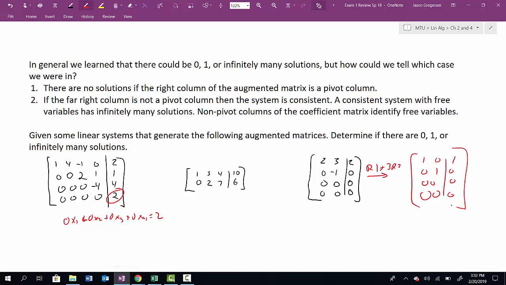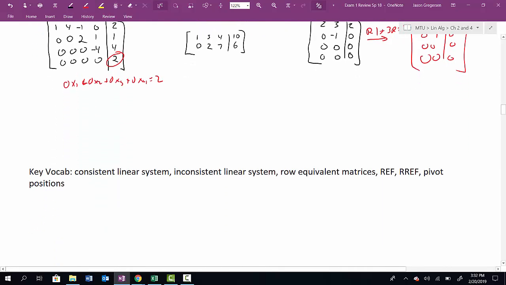All right. So after that, we added some more vocab or review of the vocab we talked about. A consistent linear system has solutions. Inconsistent has no solution. Right? Row equivalent matrices. That just meant that we were doing row operations. And that changes the system, but it doesn't change the associated solution. That's why we can do row operations, get to the end and say, hey, these solutions also apply to the original system. Those ones are row equivalent. We know what REF is, what RREF is, what pivot positions are.